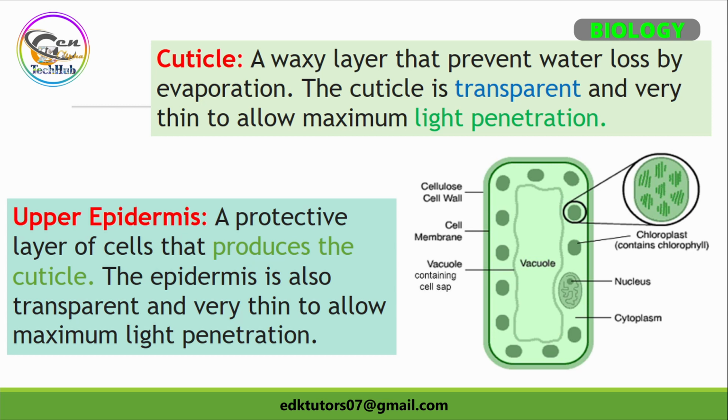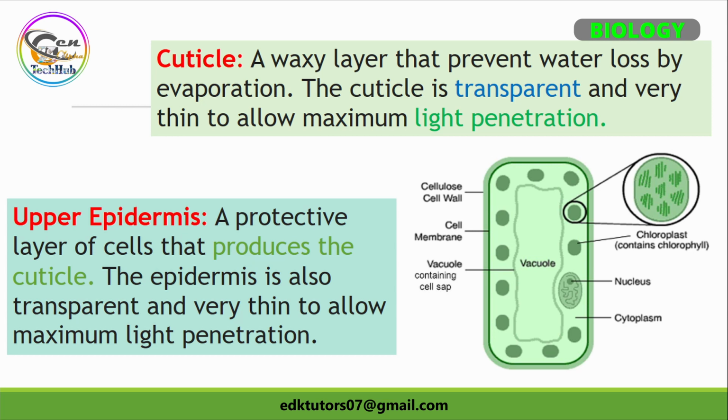The next layer, we have what we refer to as the upper epidermis. And this is basically a protective layer of cells that comes next after the cuticle. And these cells also are transparent and very thin to allow the sunlight energy to penetrate through the leaf. So these two form the protective part of the leaf. The cuticle prevents loss of water, but is transparent to allow light. The upper epidermis is also transparent to allow light to pass through.